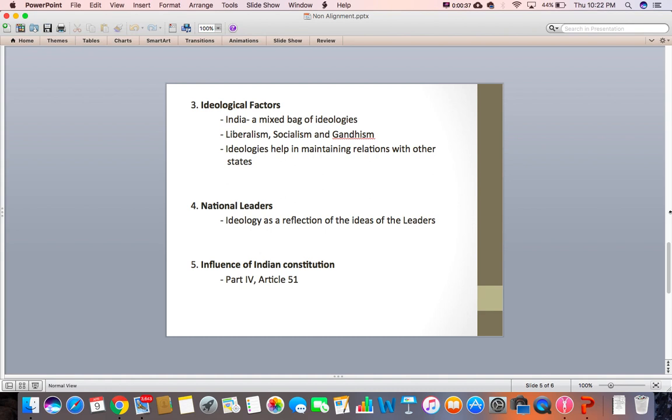Moving further, the next factor is the national leaders. Students, the policy formed by any state is a reflection of the ideas and ideology of the leader behind that policy.